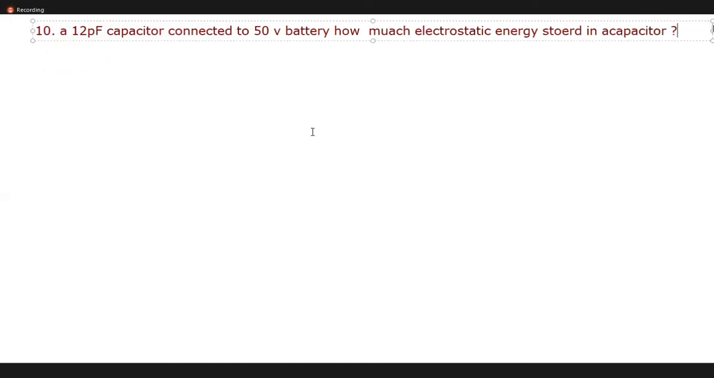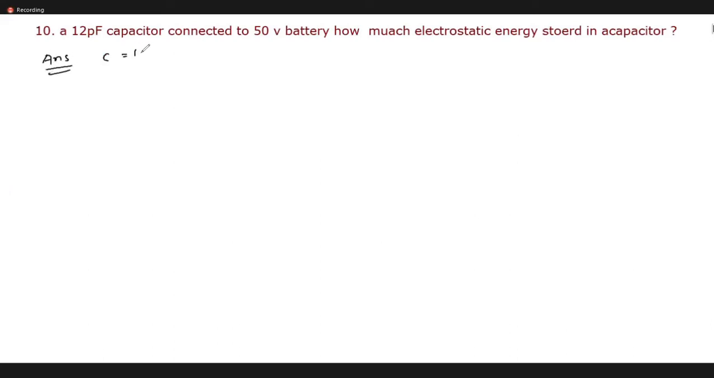Easy one, please do it. Fast. Clear? U is equal to half CV squared. Yes, please do it.